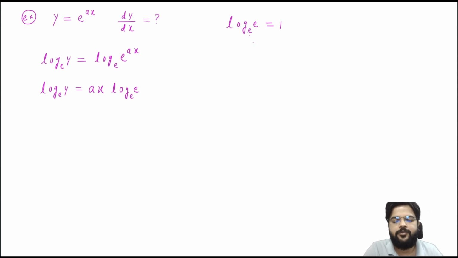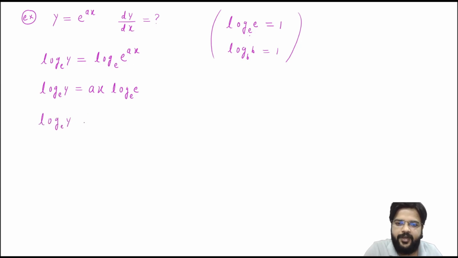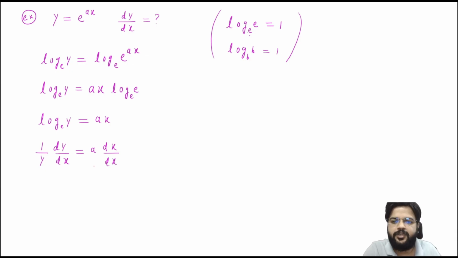This thing we know already from logarithms. So here base and value both are equal. That's why it should be 1. Like we have log base b and the value is b, then again it is 1, everyone. So here we have log base e e, so it is 1, everyone. So we will get here log base e y equal to ax. Now do the differentiation, everyone, with respect to x. So we will get 1 by y dy by dx, and a is constant, put it outside the differentiation, dx by dx, and the differentiation of x with respect to x is what? It is 1.